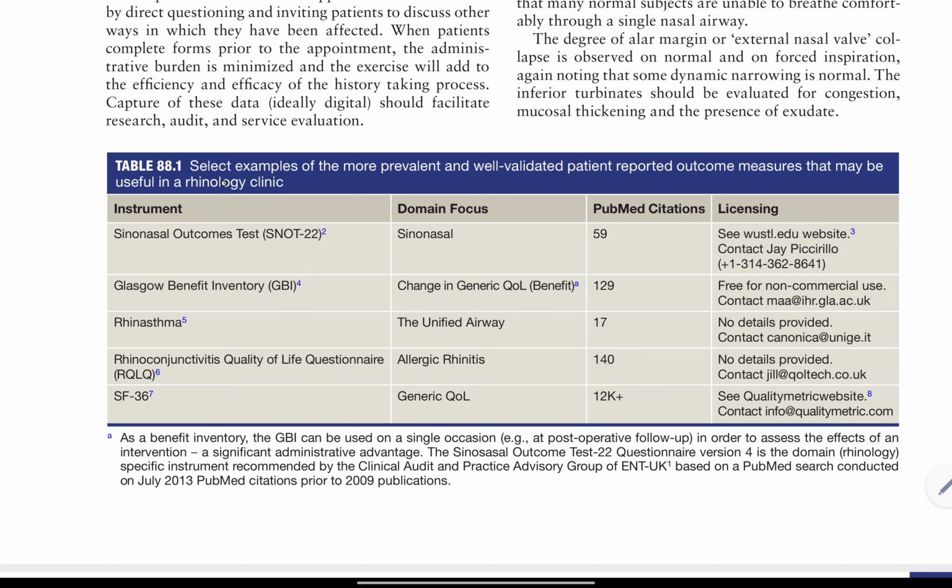Table 88.1: select examples of more prevalent and well validated patient reported outcome measures that may be useful in a rhinology clinic. Instrument, domain focus, PubMed citations, and licensing.